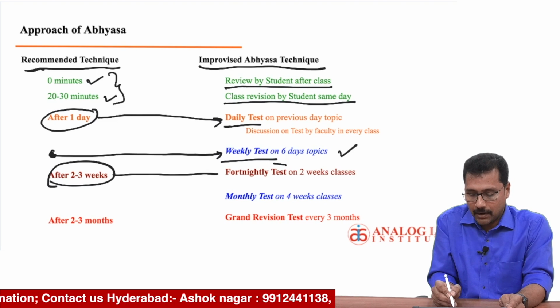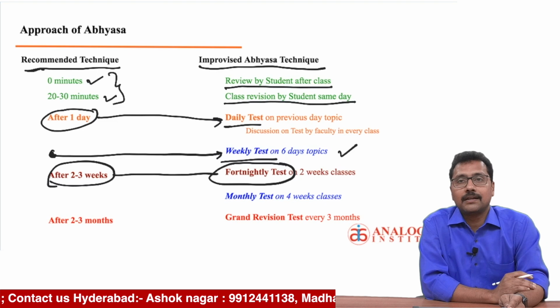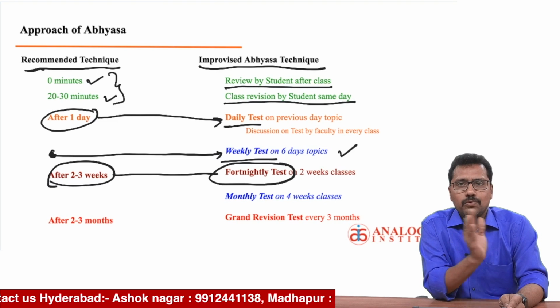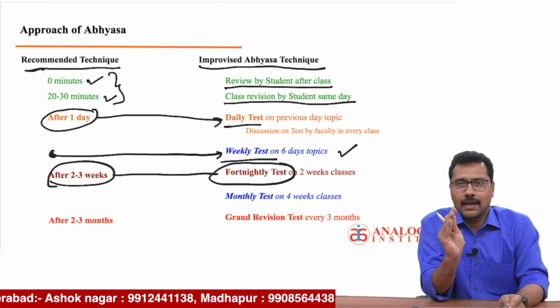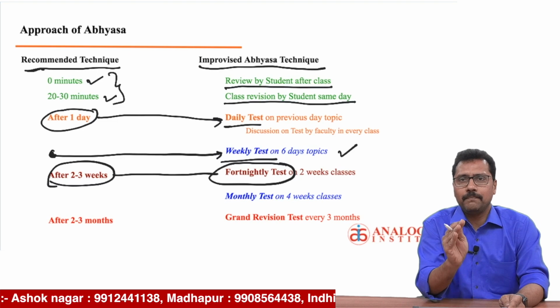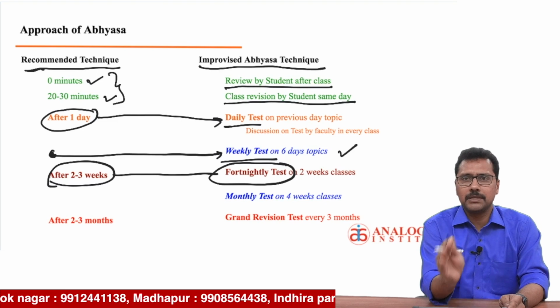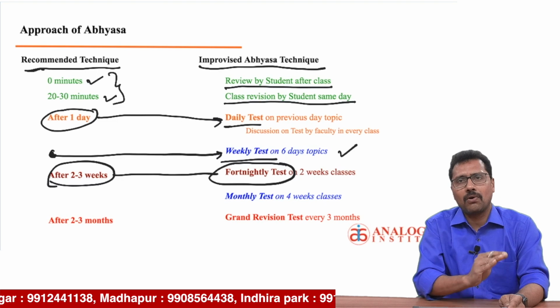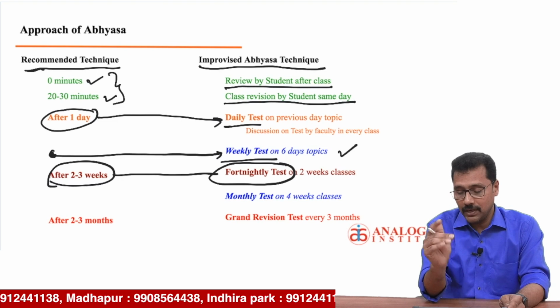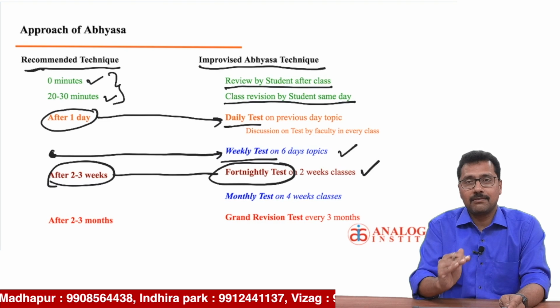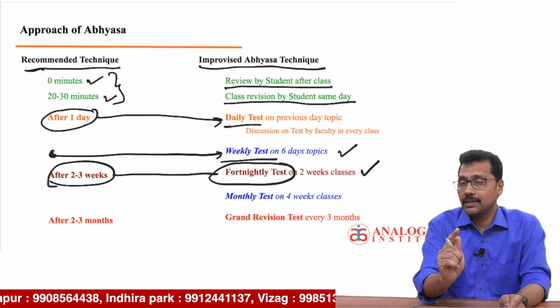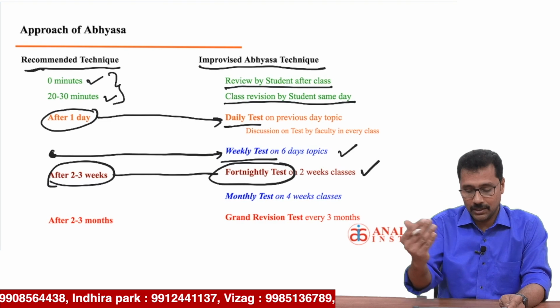Therefore, we'll have one more test called the fortnightly test. That means whatever you have read in the last 2 weeks, if you can revise all of it and write a test on that, that means revision and practice are going together for 2 weeks, then I think you will be able to recollect most of the information after that. And not only that, that is not at all sufficient, we need some more things also.